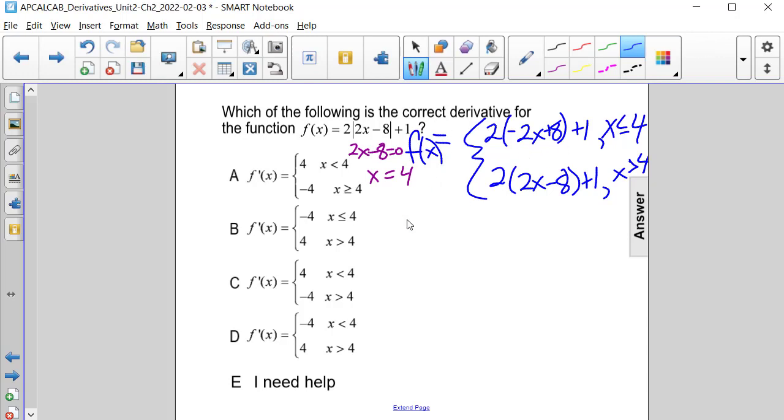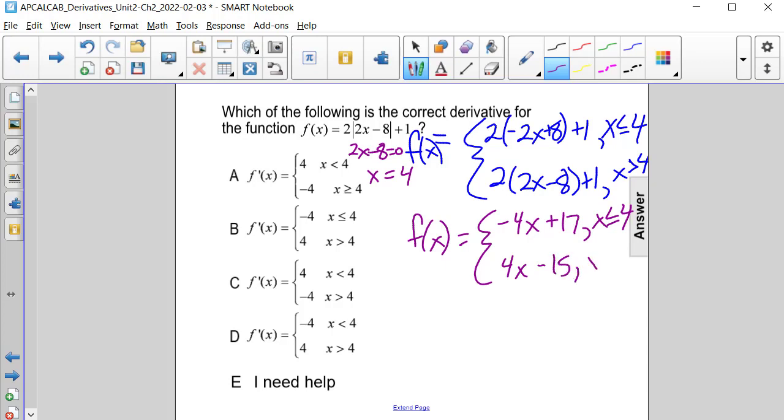Before we determine the correct derivative, let's actually simplify f of x and rewrite it without all the extra sets of parentheses in there. So we'll have negative 4x plus 16 plus 1, so that's plus 17 for x values less than or equal to 4. And then if we distribute the 2 through here, we'll have 4x minus 16 plus 1, so minus 15 for x values greater than 4. And now we can take the derivative.